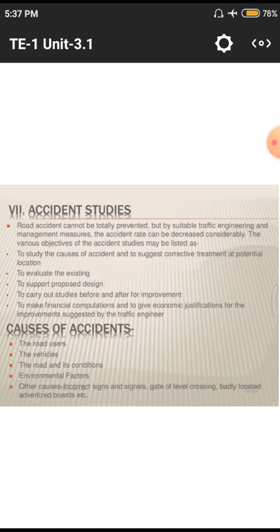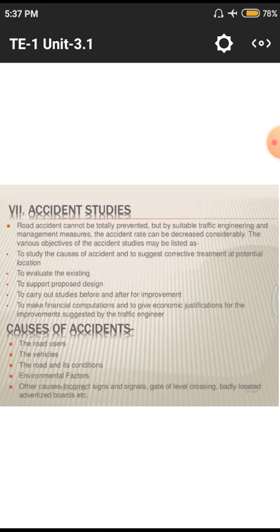Thus, to study the causes of accidents, suggest corrective treatment and potential locations. That means to study the causes of accidents. What is the cause? There are different causes for a particular problem. Definitely in these accident studies we have different problems. Is there a driver's fault?